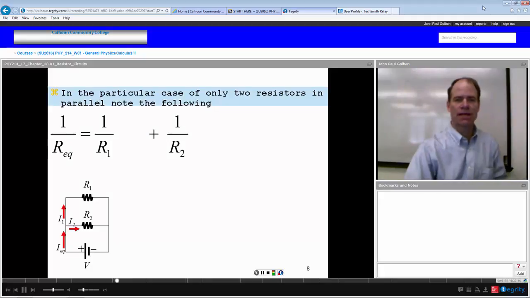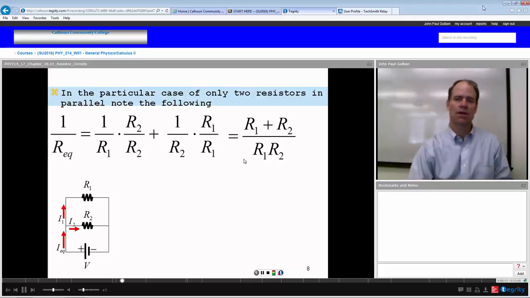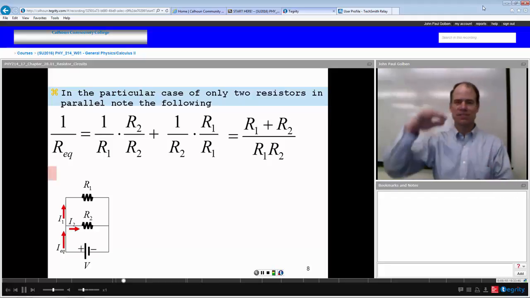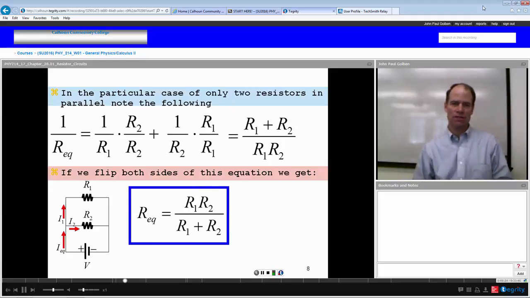In the particular case where I had only two resistors in parallel, note the following. 1 over R equivalent is equal to 1 over R1 plus 1 over R2. I want to find a common denominator for these two fractions on the right, so I'm going to multiply them both by 1 and get a common denominator. So this is equal to R1 plus R2 divided by R1 times R2. If I flip both sides of the equals, I get that my R equivalent is equal to R1 times R2 over R1 plus R2. My R equivalent for two resistors in parallel is equal to the product over the sum.